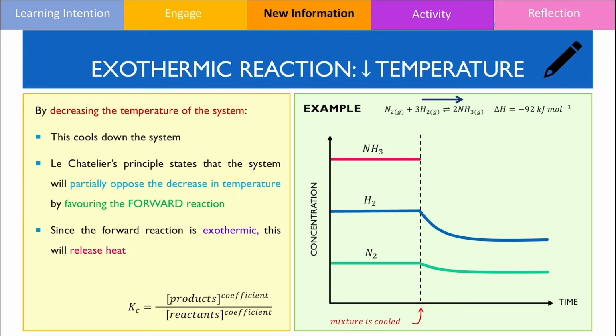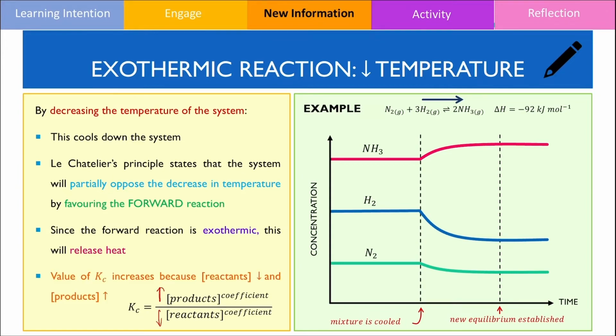Meanwhile, the concentration of ammonia increases over time. Overall, the concentrations of the reactants have decreased while the concentration of the products have increased, thus making the value of the equilibrium constant larger.